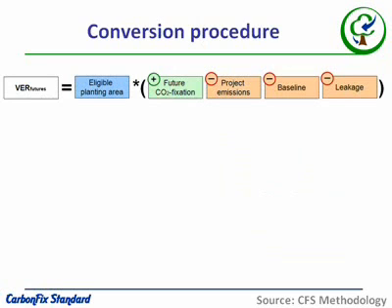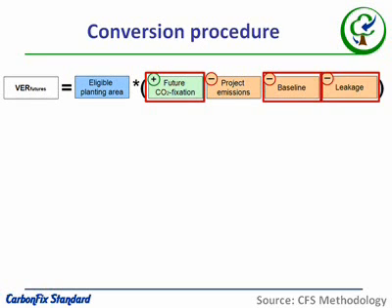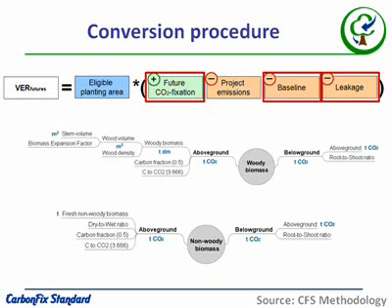To be able to calculate these parameters, future CO2 fixation, baseline, and leakage, it is also important to know how to convert forestry units such as cubic meters of wood or tons of dry biomass into the climatic unit of tons of CO2. To understand this better, the following graphs of the CarbonFix Standard will assist us. They can also be found in the CarbonFix Standard.